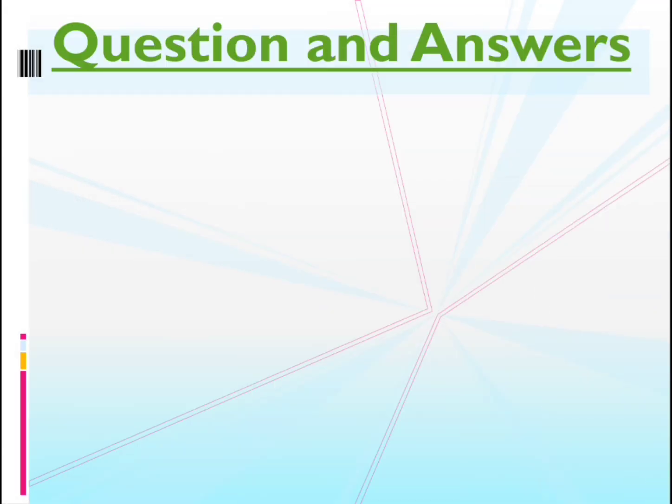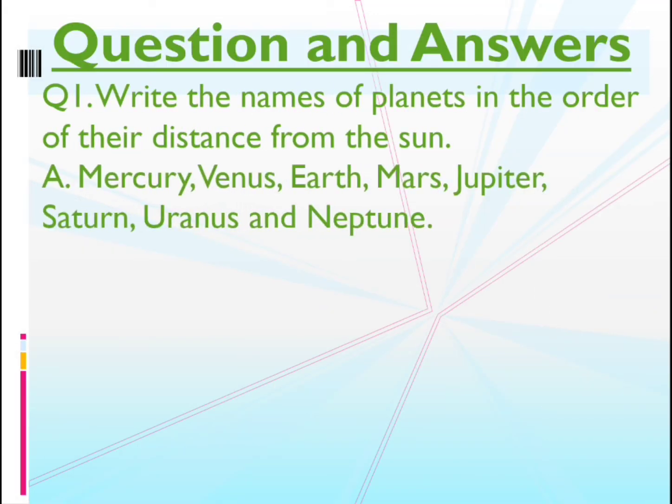Now coming to your question answers. Write the names of the planets in the order of their distance from the sun. Whenever you are writing this answer, children, you can remember that sentence: my very educated mothers just served us nothing. Mercury, Venus, Earth, Mars, Jupiter, Saturn, Uranus, Neptune. If you remember that sentence, answering this question will be easy.